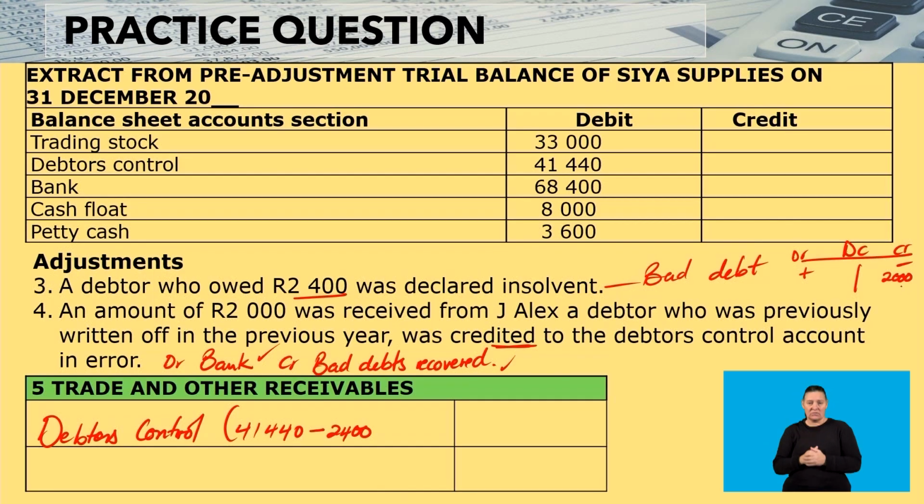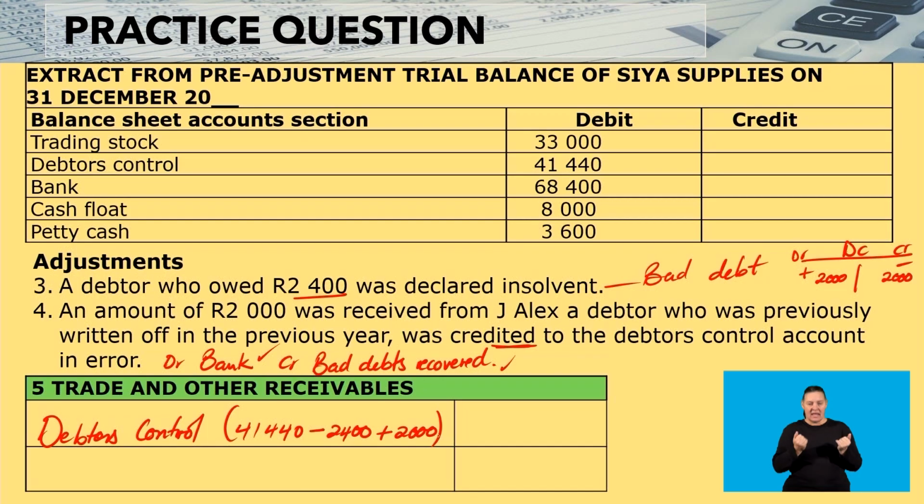That means I must remove that 2,000 that was incorrectly recorded on the credit side by putting it on the debit side. That is how I correct the amount that was incorrectly put on the credit. I correct it by putting it on the debit. So you see it's a plus 2,000. That is how I would correct that error.